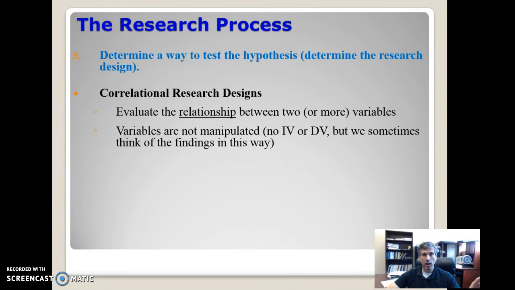We're still not manipulating anything. We're just measuring stuff as it naturally exists. We're not directly changing anything. So there's no IV or DV, even though sometimes people interpret correlations in that way, which we'll talk about in a minute.